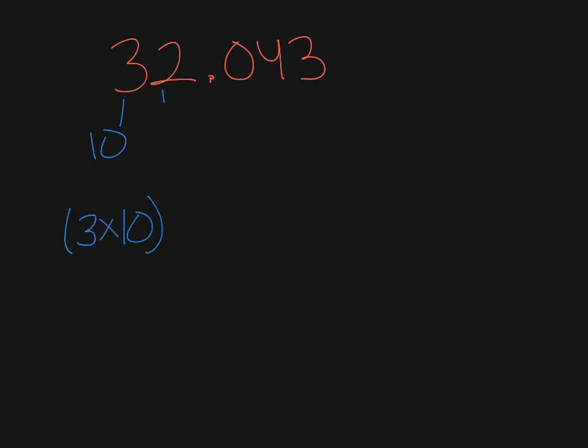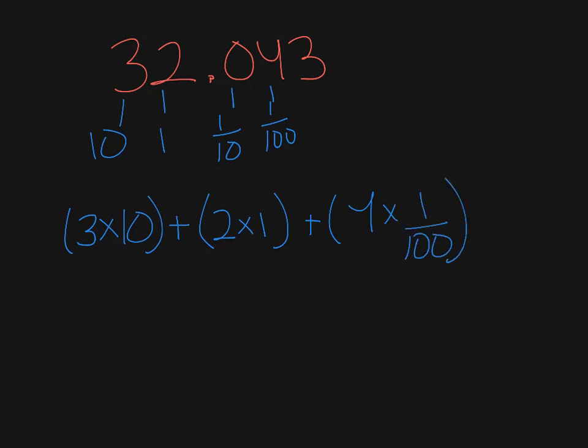Last one. We have to write 32 decimal 043 in expanded form. So we know that the 3 is in the tens place. So we have to do parentheses 3 times 10. We know that 2 is in the ones place, so we do plus 2 times 1. We know that we can skip the 0. That's the tenths place, but we can skip it because that's a 0. The 4 is in the hundredths place, so we can do parentheses 4 times 1 hundredth. And then lastly, we know the 3 is going to be in the thousandths place. So we can do 3 times 1 thousandth. And that's how you write that in expanded form.